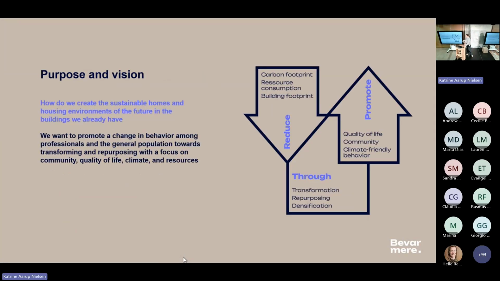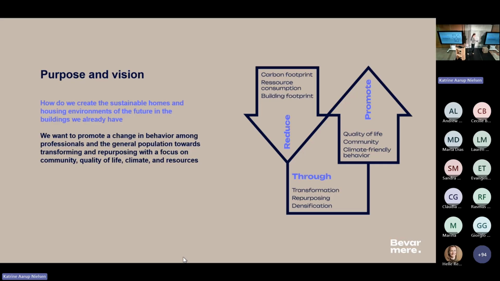And they all went together to answer this question: how do we create the sustainable homes and housing environments of the future in the buildings that we already have? And the purpose of the initiative is to promote a change in behavior among professionals and the general populations toward transforming and repurposing with a focus on both community, quality of life, climate and resources. So put very briefly, what we want to reduce is carbon footprint, resource consumption and building footprint.